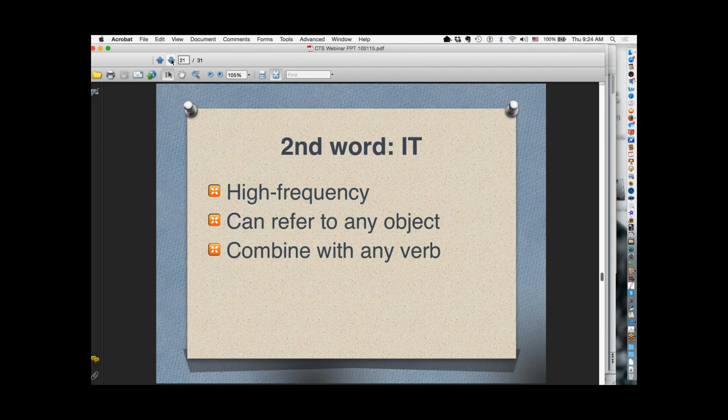It's an easy beginning sight word for kids to learn how to read. It's a word that helps them learn how to read other words. It's a word that can be combined with any verb. So it's a really high utility word, and it's one of those words where pretty much any time we're talking about an object, we can model the word it.